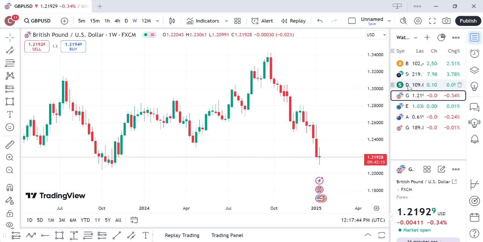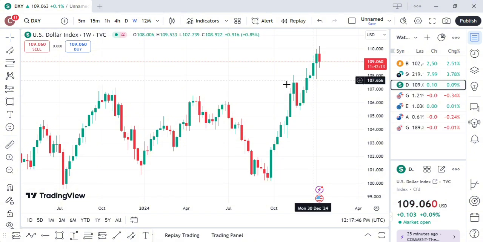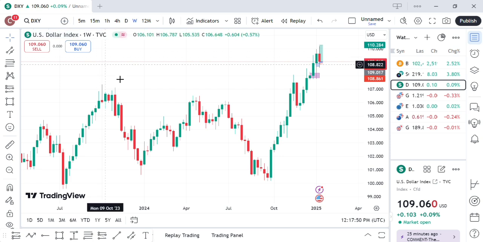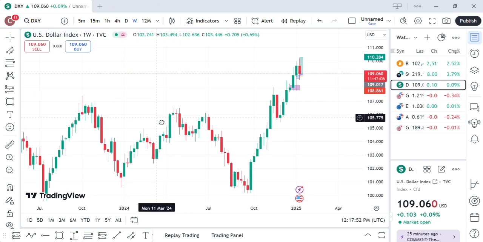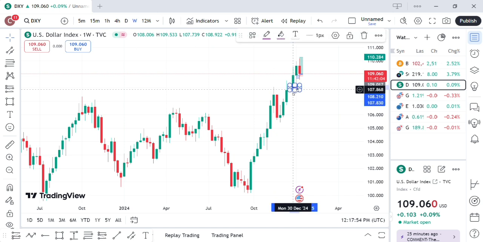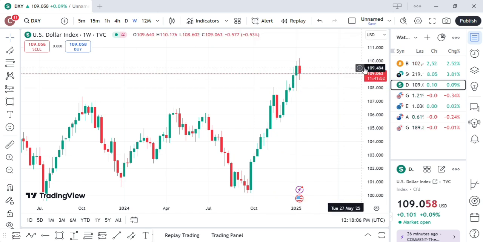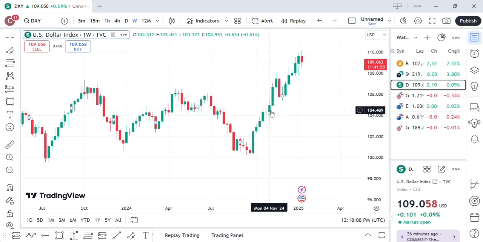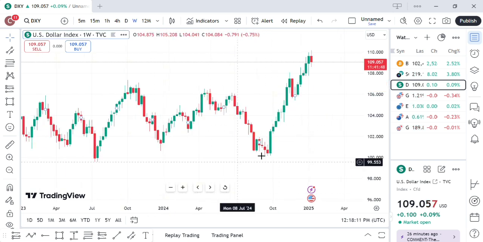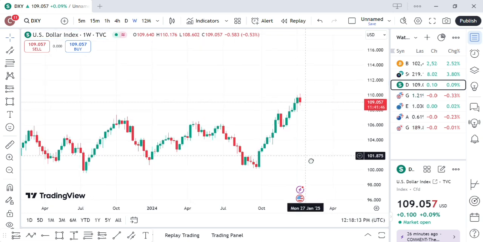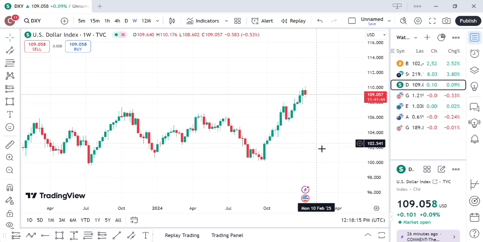So alright, let's go to the DXY. The DXY is simply our US dollar index. This is what determines the movement of the price. On the weekly time frame, we can see what the market is doing. First of all, we are identifying the overall market structure. So this is basically an uptrend, a massive uptrend on the weekly time frame, right?